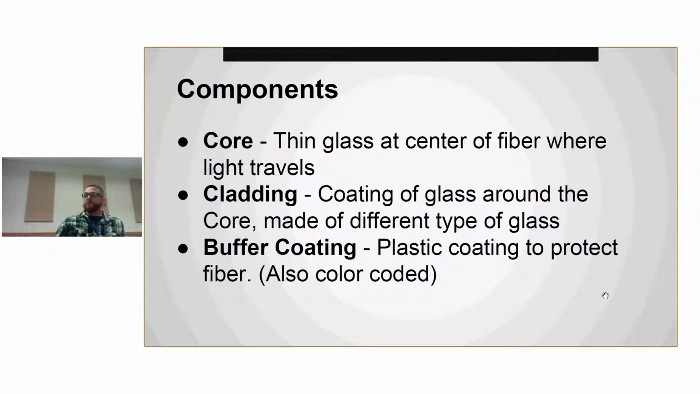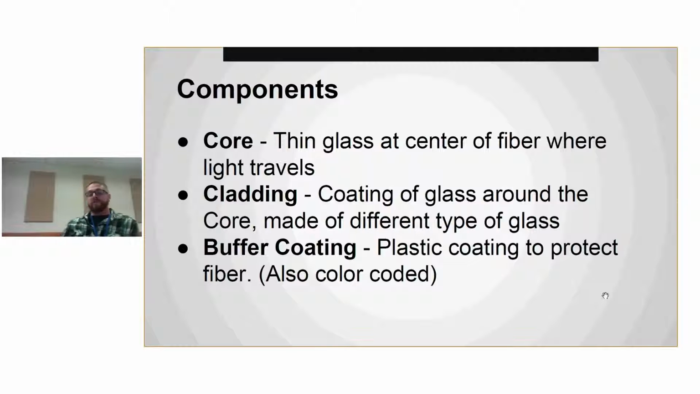So the three main components of a fiber itself are the core, the cladding, and the buffer. The core is a really thin piece of glass. This is where the light actually travels through. Then surrounding the core is the cladding. The cladding is also made of glass. In very few cases it's made of plastic, but it's made of a different type of glass that's actually a lot more dense. And this is very important, and I'll get into that in a little bit.